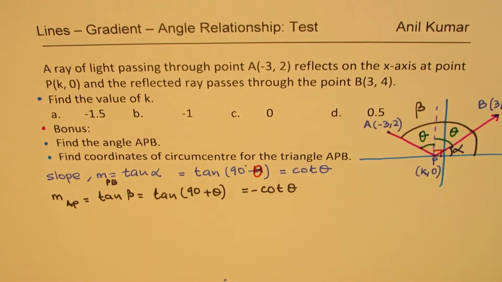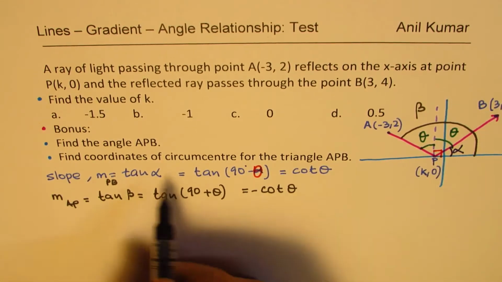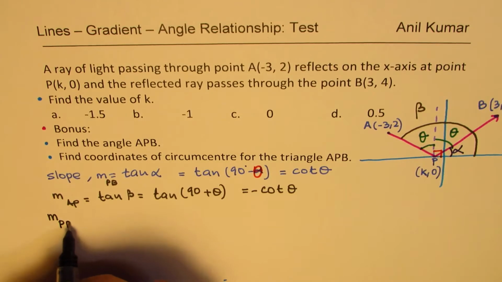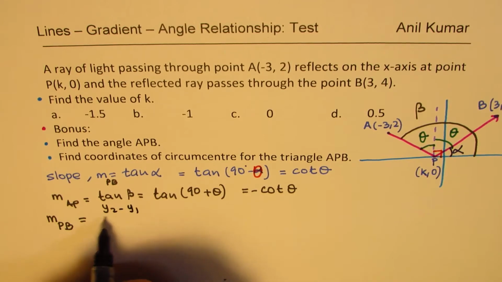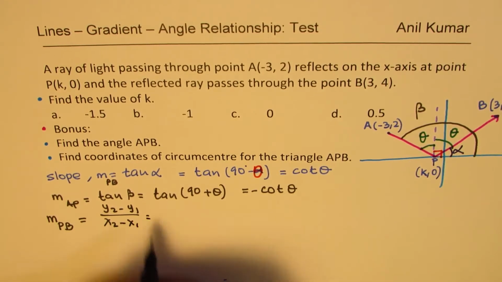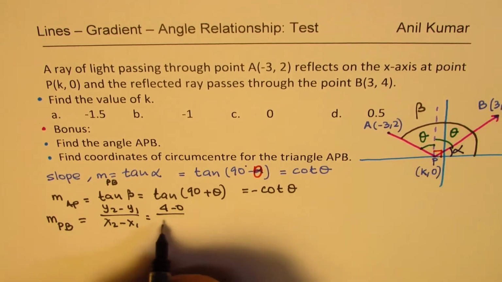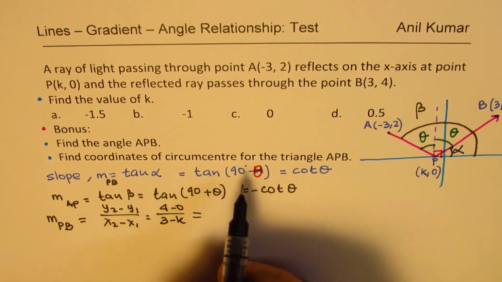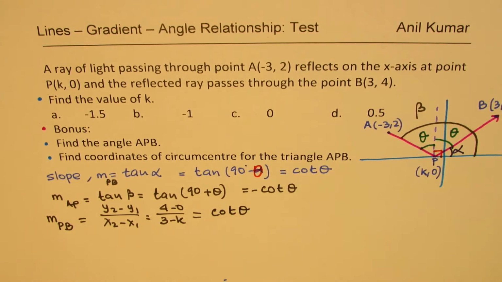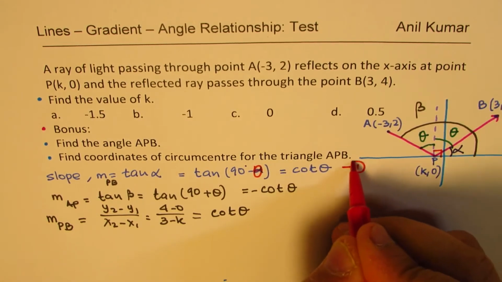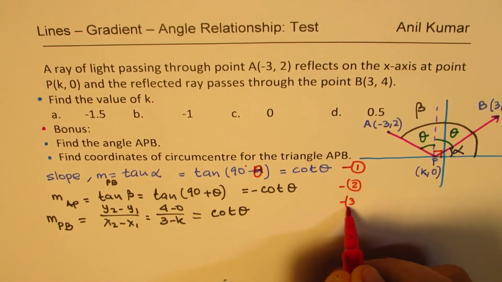Now let's begin. So let's find what is tan of PB, right? So, slope PB. So m_PB is equal to, we'll use y2 minus y1 over x2 minus x1, correct? So in this case, 4 minus 0 over 3 minus k. And this is equal to cotangent theta. Is that clear to you, right? So from this particular reasoning, we got our equation. Let's call this as 1, this as 2, and we'll call this as 3.